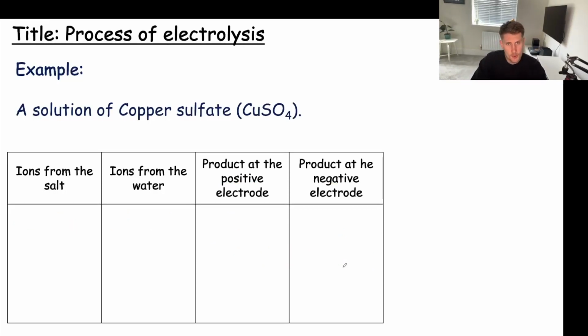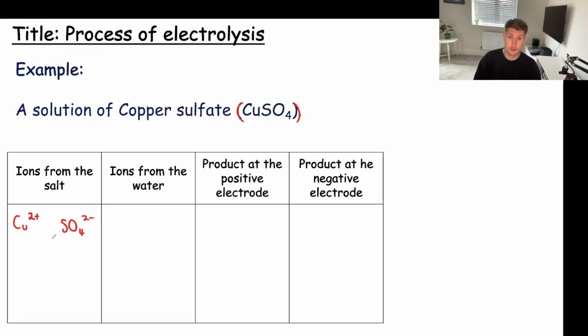Let's have a look at another example. We're going to look at the salt copper sulfate. So here it is, and it will break down to form Cu2+ and SO4 2-. If you don't know how those form, that's also okay.